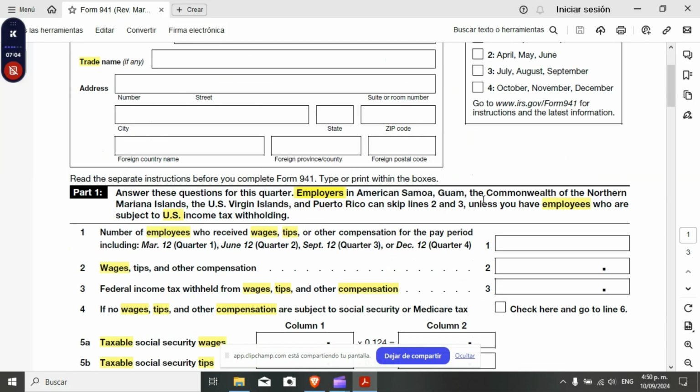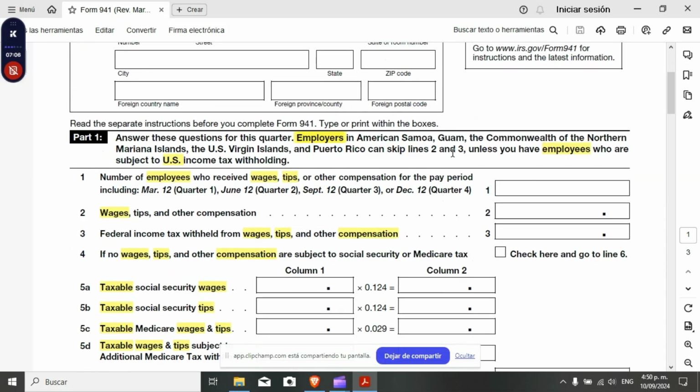And so you're scrolling down here a little bit. You'll see here it says, part one, answer these questions for this quarter. Employers, oh, wait a minute. Employers, that means the government. So are you the government? Nope, doesn't apply. So part one does not apply, just off the instructions part.